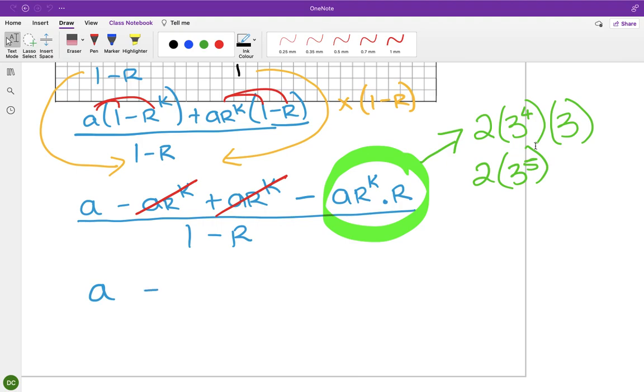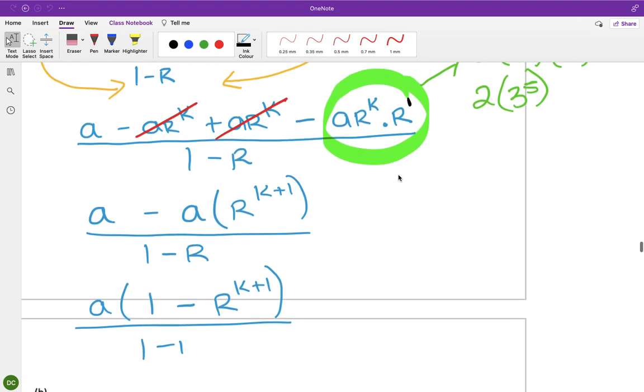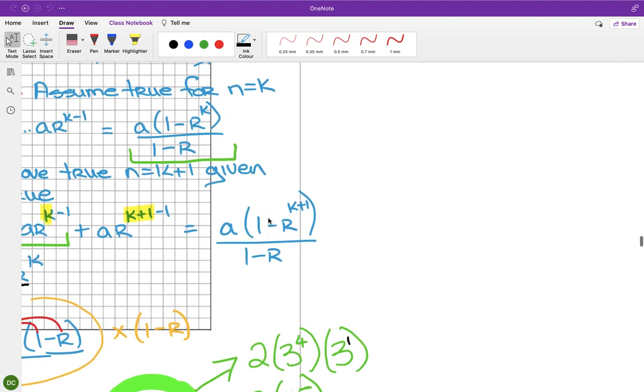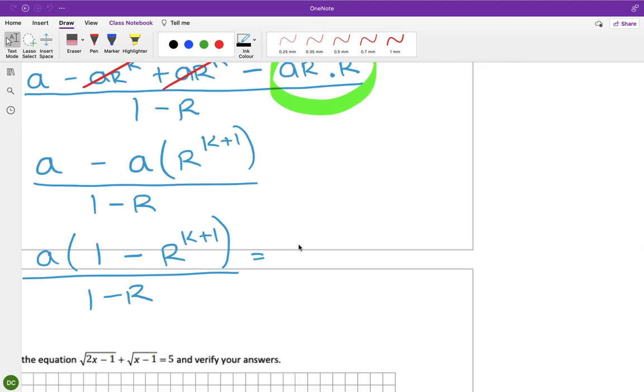So I could turn this into a times, and the power on that r there is a 1. And just like I did here, I had a 4 and a 1, and the 4 and the 1 made 5. I added them. I can add these. So it's r to the k plus 1 over 1 minus r. I'm going to take the a out on the top line, which leaves me with 1 minus r to the k plus 1 over 1 minus r. And I think that's what I was looking for. Yep. So that equals the right hand side.